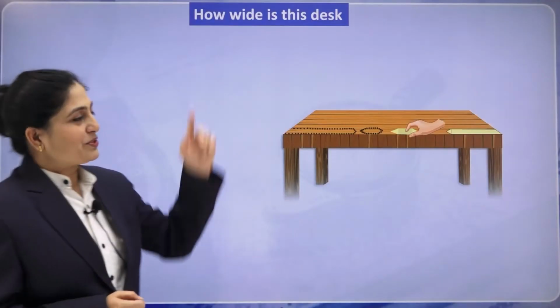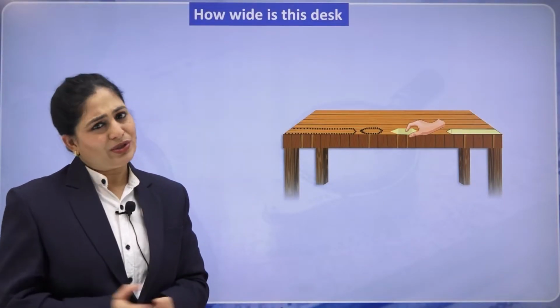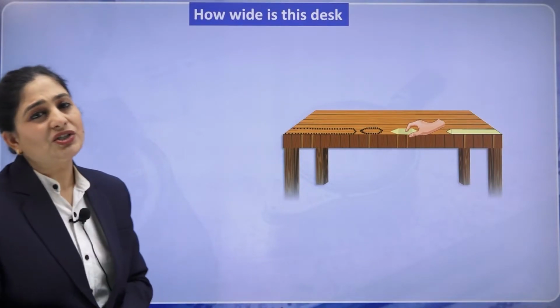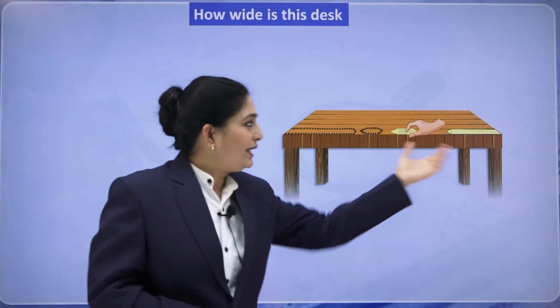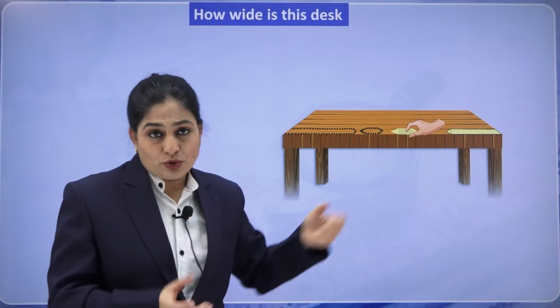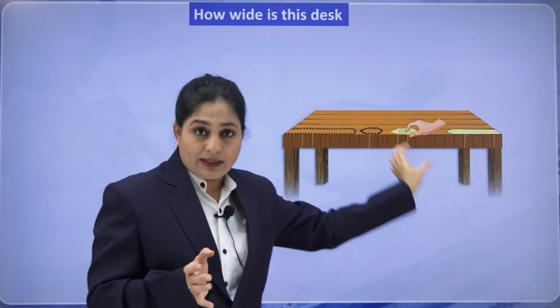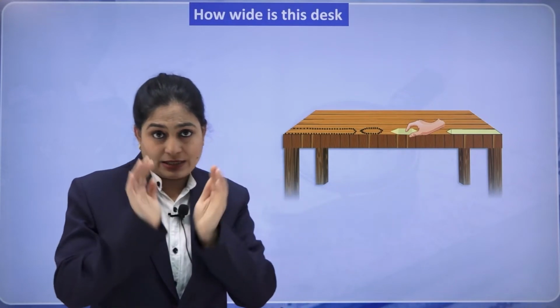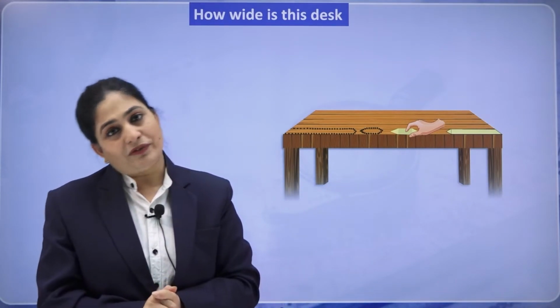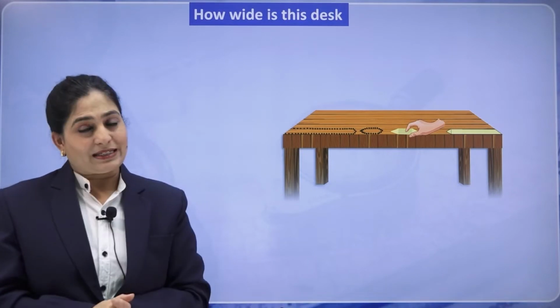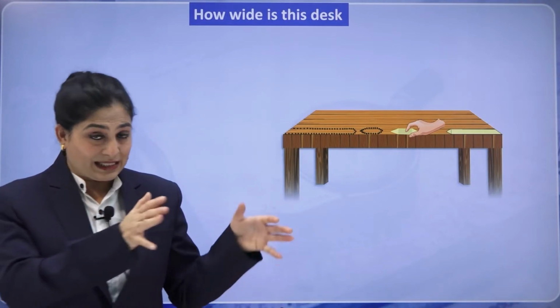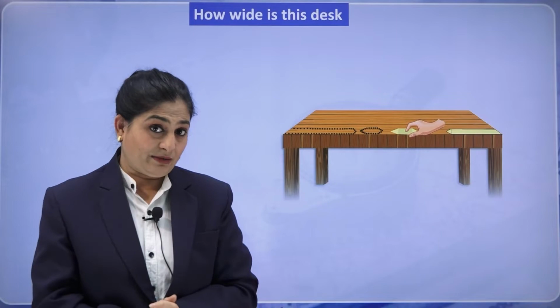So if I ask you, how wide is this desk? There are so many ways. In fact, the conventional way earlier was the gilli danda. Gilli danda was used to measure the distance for this desk. That means how much gilli danda fits over there to find out the measurement of this desk. But can you say that my desk is 1.5 gilli danda long?